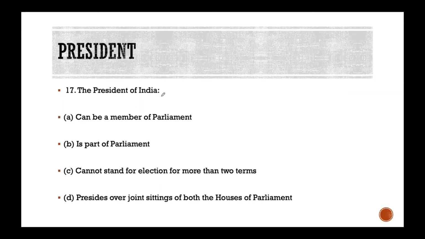The President of India can be a member of parliament, can stand for election for more than 2 terms, presides over joint sittings of both the houses of parliament. Option B. So the president is part of parliament, is that right? Yes, sir. Okay, so who's part of parliament? Parliament consists of Lok Sabha, Rajya Sabha, and President.